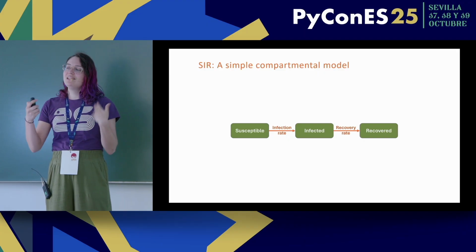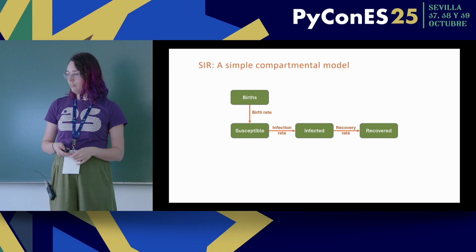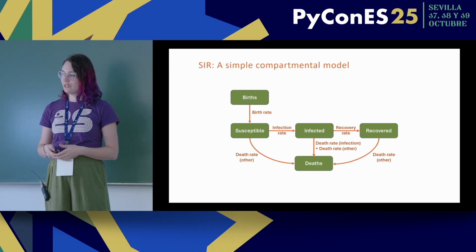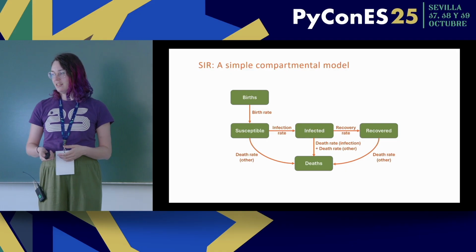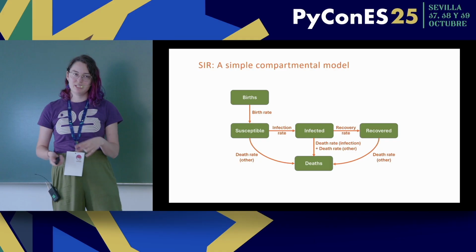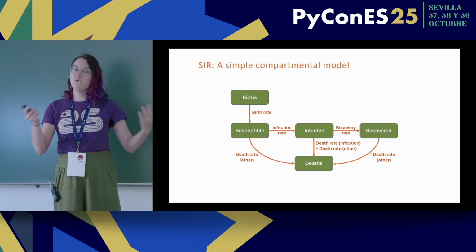I'm going to add a little bit more detail just to make it a bit more realistic. So we're going to have births mediated by the birth rate, and also deaths mediated by the death rate. And there are two death rates in this case, the death rate due to infection and the death rate due to all other causes.